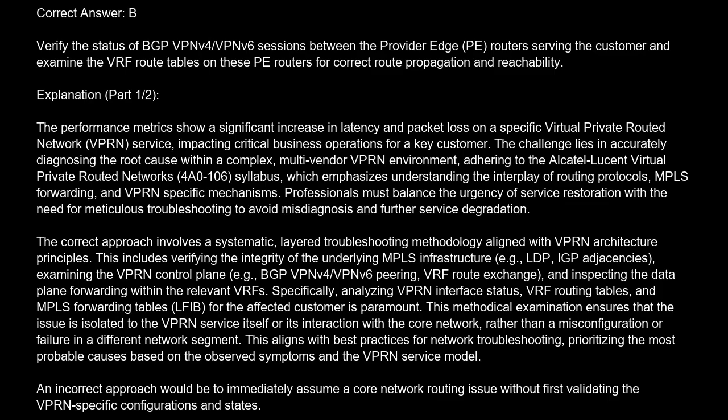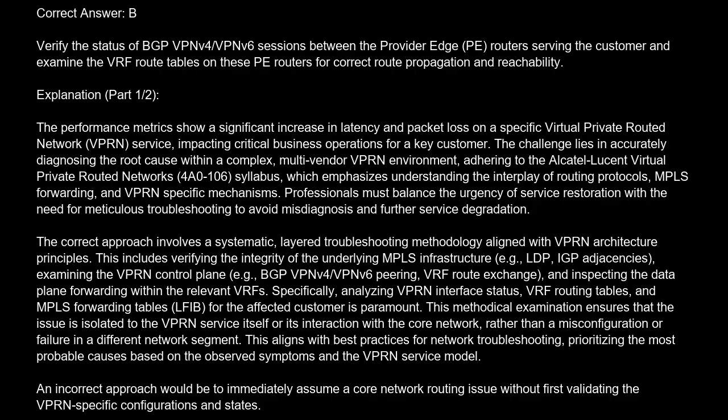The correct answer is B. Verify the status of BGP VPNv4/VPNv6 sessions between the provider edge, PE routers serving the customer, and examine the VRF route tables on these PE routers for correct route propagation and reachability.